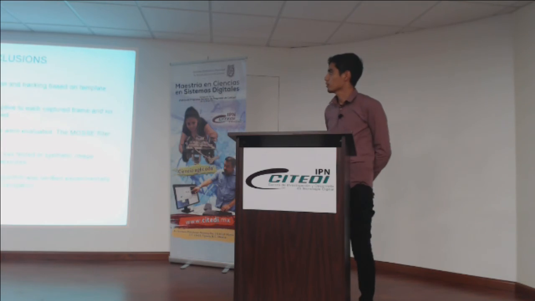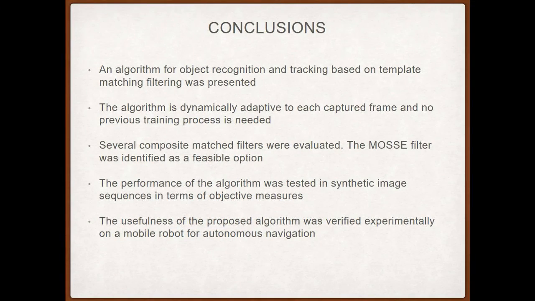Well, conclusion: an algorithm of object recognition and tracking based on template matching filter was presented. The algorithm is dynamical, adaptive to each captured frame, and no previous training process is needed. Several components match filter were evaluated. The most filter was identified as feasible option. The performance of the algorithm was tested in synthetic image sequences in terms of objective measurement, and the successfulness of the proposed algorithm was verified experimentally on a mobile robot.